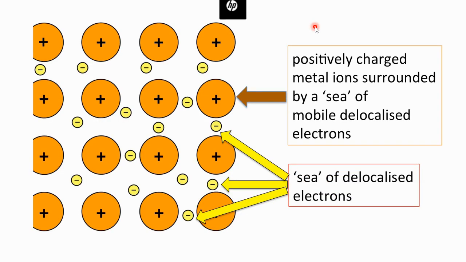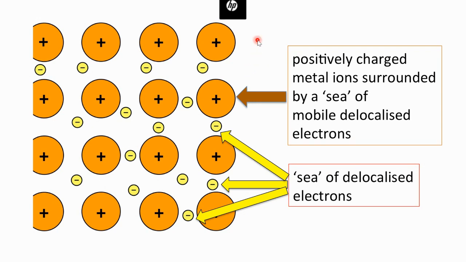Now you'll know from your chemistry lessons that if we look at a metal, the structure of metal is a bit like this. There's a positively charged metal ion surrounded by a sea of delocalized electrons. And in a metal, there are millions and millions of these, so many delocalized electrons.